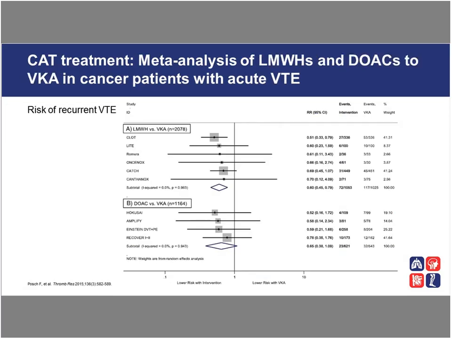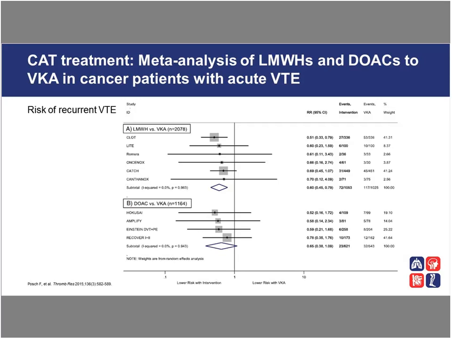So when we look at, in fact, meta-analyses of yet another low molecular weight heparin and DOACs to VKA in cancer patients with acute VTE, when we look at panel A, looking at the risk of recurrence once again, looking at low molecular weight heparin versus VKA, we have there all the classic low molecular weight heparin studies that were done for cancer-associated thrombosis comparing to vitamin K, and we highlight there, for example, the CLOT study, the LITE, the ONCENOX, the CATCH study, the CANTHANOX, and so on.